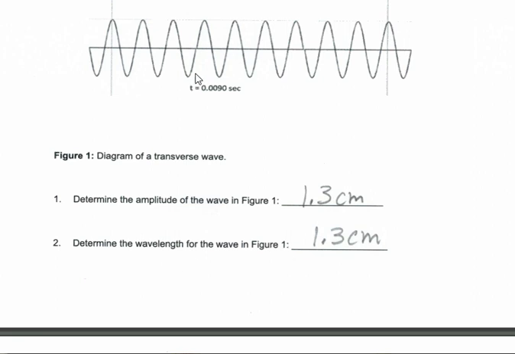Okay, determine the wavelength for the wave. Well, what you do there is you measure the distance between two crests. For one crest to the next crest, I measured to be 1.3 centimeters, so the same as the amplitude. Now, you could have measured between the two troughs as well.